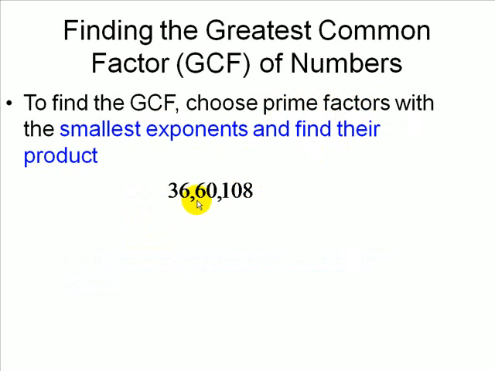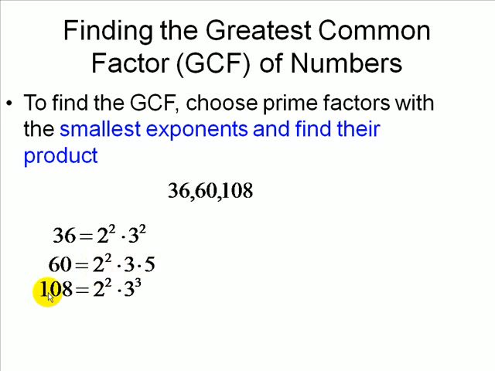So let's consider 36, 60, and 108. 36 can be broken down as 2 squared times 3 squared. We note that 2 squared is 4 and 3 squared is 9. 4 times 9 is 36. Likewise, 60 can be broken down as 2 squared times 3 times 5. 2 squared is 4, 4 times 3 is 12, 12 times 5 is 60. And finally we have the number 108, which we broke down as 2 squared times 3 cubed. 2 squared is 4, 3 cubed is 27, 4 times 27 is 108.